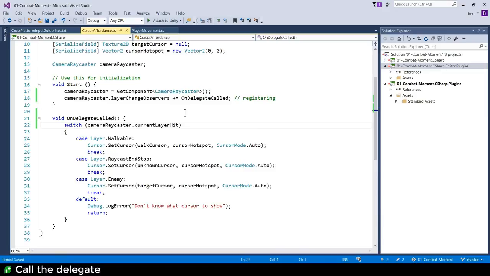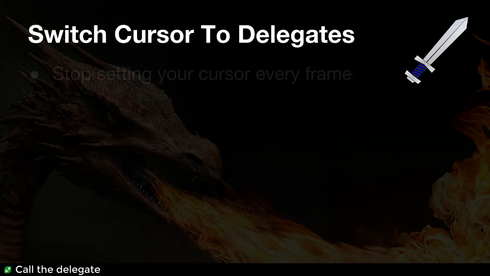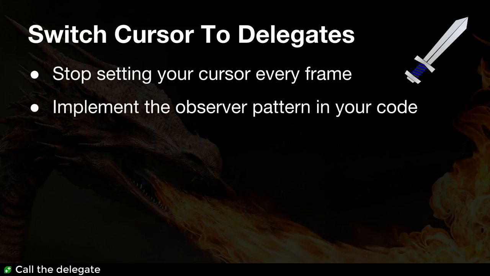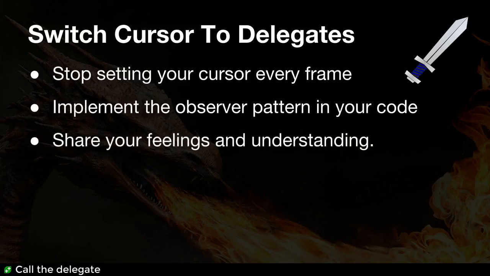back over in the Camera Raycaster, set up a tiny little if statement that says, well, actually only call the delegates when the layer changes. So that's what I want you to do as a challenge. So in essence, switch the cursor to the delegates model. Stop setting your cursor every frame. We've kind of done that, but it's not being set at all now. Implement the observer pattern in your code. I've showed you how to do that, and share your feelings and understanding with the community. Ultimately, this boils down to, as I say, back in the Camera Raycaster, just only calling the delegates when the layer changes. So have a go at that, and I'll see you in a second.